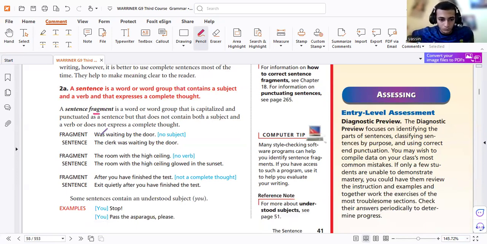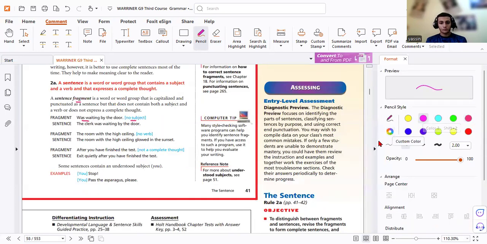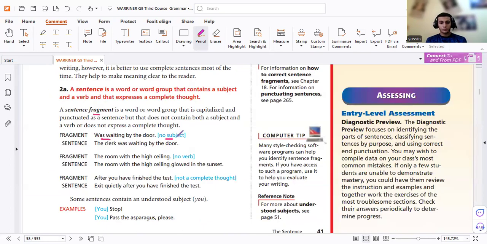For example, "was waiting by the door." Who was waiting? I don't know. So no subject. The subject is the actor who did the action. So that can help me to know more. Again, "the clerk was waiting by the door." So clerk is the subject, waiting is the verb, and then door is the complement to complete the meaning. So this is a sentence. Here is a sentence fragment, here is a sentence.